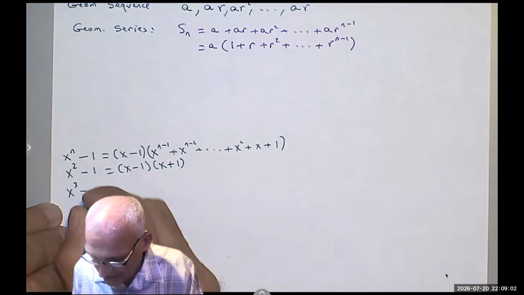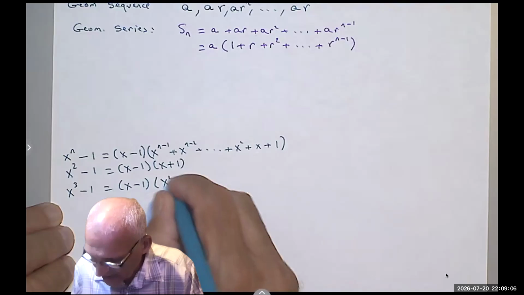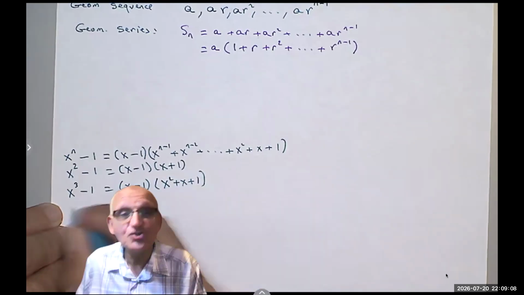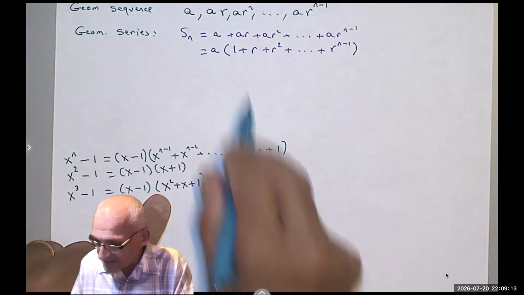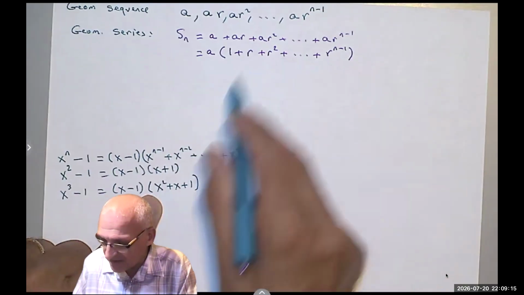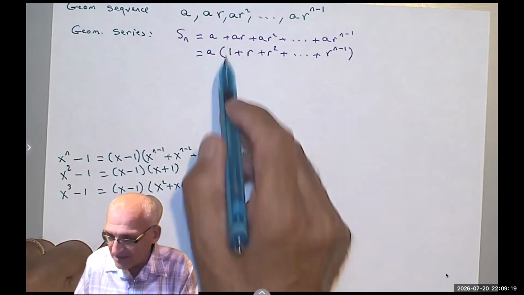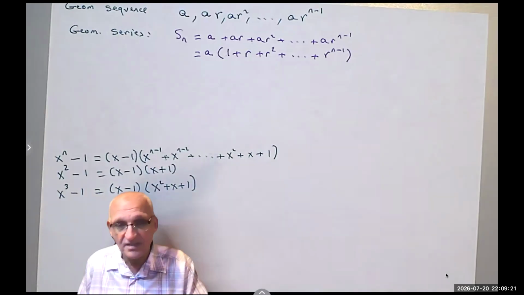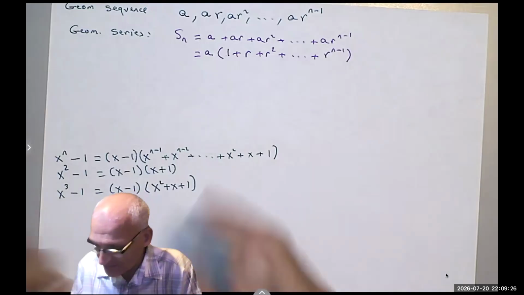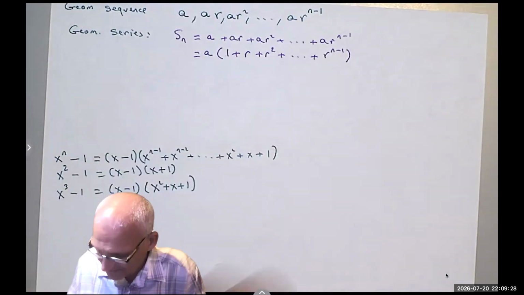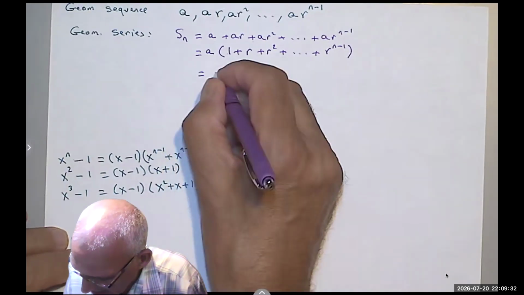X cubed minus 1 is x minus 1 times x squared plus x plus 1, and so on and so forth. So easy. Oh, I see this here, but instead of x, I have r, and instead of the square starting first and ending with 1, I start with 1 and end with x to the n minus 1. So if I rearrange them, I can say this equals, I divide the left-hand side by x minus 1, equals a.